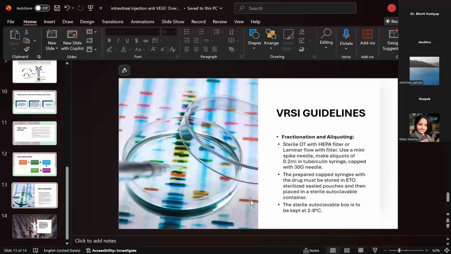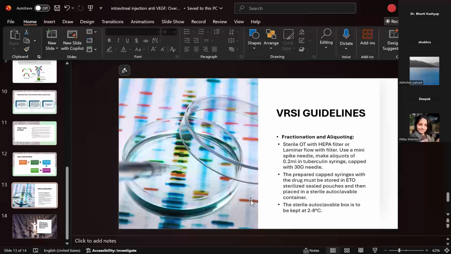Now come to the small things about the VRSI guidelines. You can read that on the VRSI website as well. The most common way we should prepare the Avastin injection, because that is the only multi-vial injection that we care about. The rest all come in a single vial, so it's safer. But there are a lot of patients in India who require injection Avastin or injection bevacizumab, to be very clear, because most of us are short on funds in India. So how do we fractionate an aliquot here so that we don't disturb the sterility?